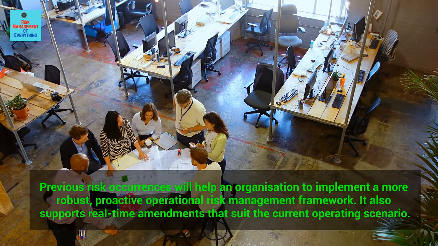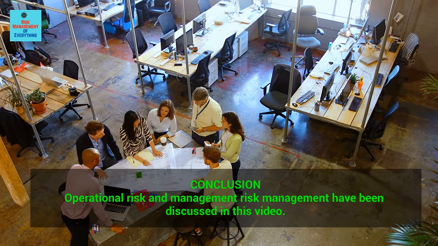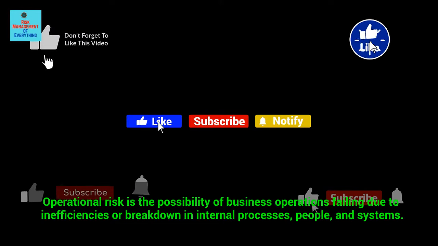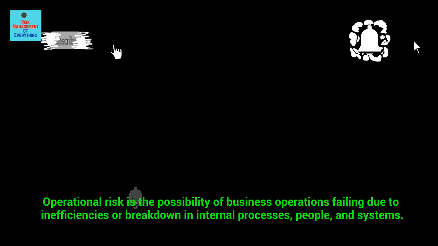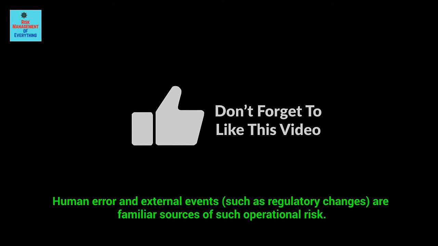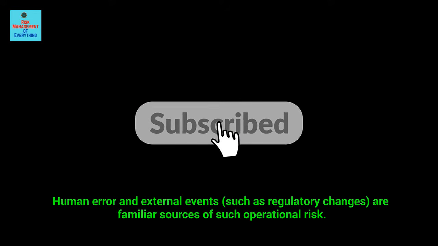Conclusion. Operational risk and risk management have been discussed in this video. Operational risk is the possibility of business operations failing due to inefficiencies or breakdown in internal processes, people, and systems. Human error and external events, such as regulatory changes, are familiar sources of such operational risk.